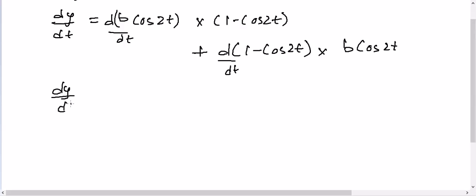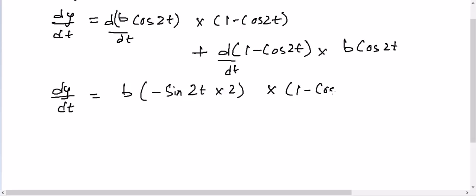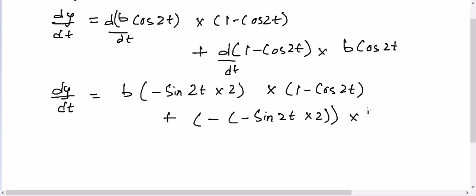So dy by dt: differentiation of cos 2t is minus sine 2t, and we are using the chain rule again. Then differentiating the next one: the minus is there for cos, and differentiation of cos will be minus sine 2t into 2, whole into b cos 2t.